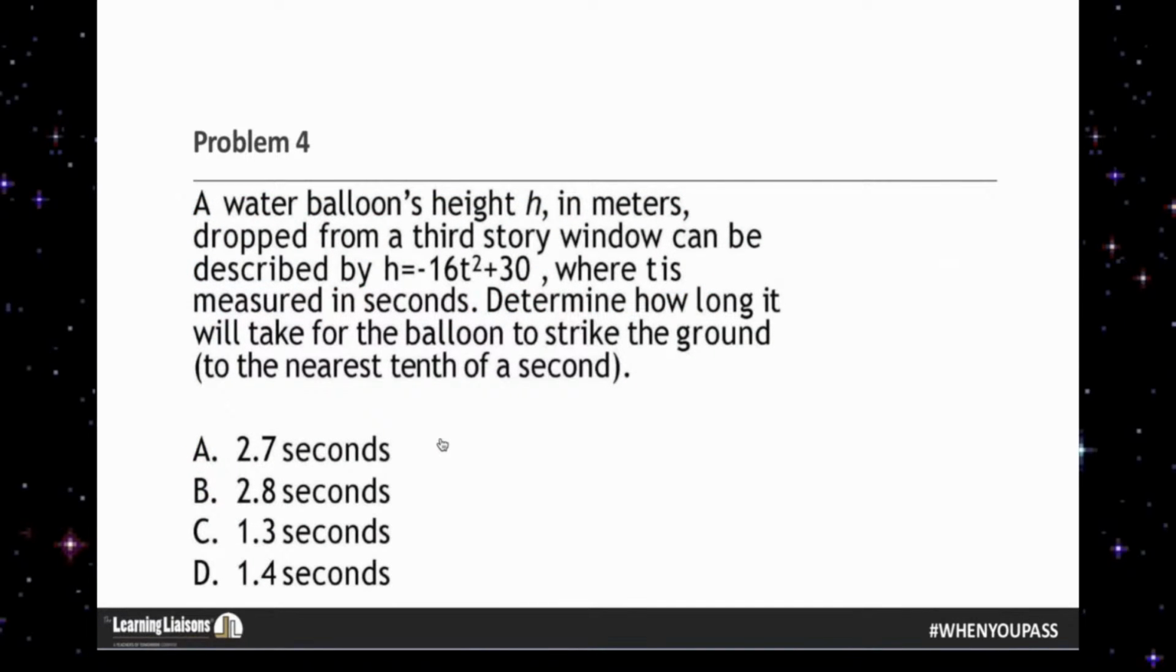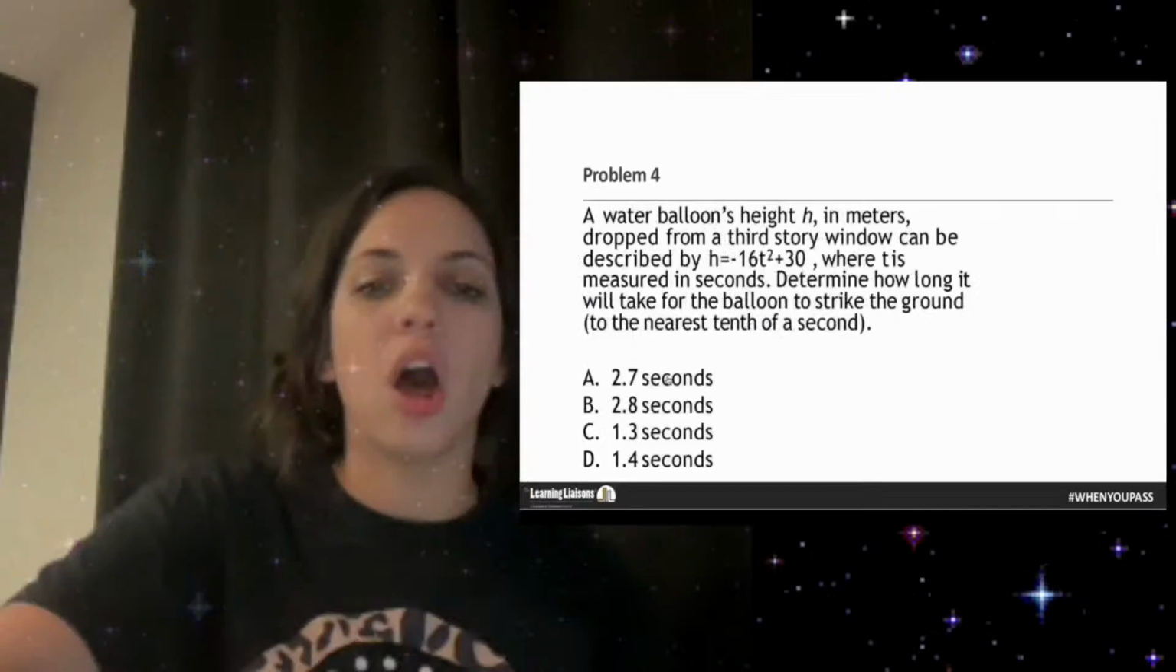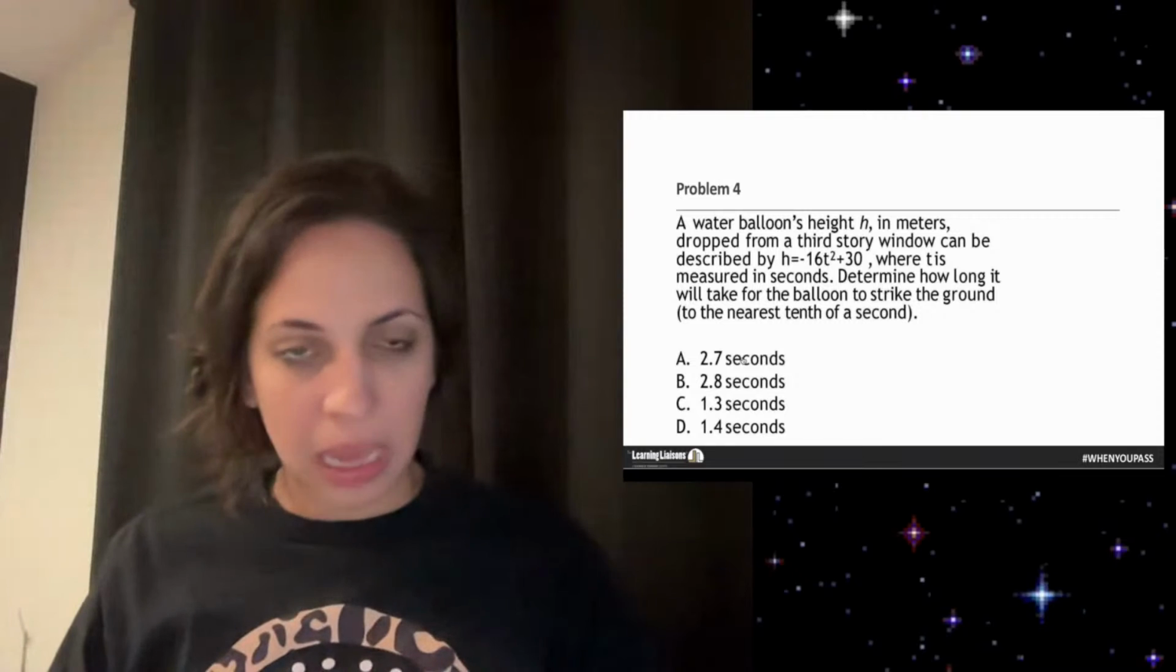A water balloon's height, h, in meters, dropped from a 3rd-story window, can be described by h equals negative 16t squared plus 30, where t is measured in seconds. Determine how long it will take for the balloon to strike the ground to the nearest 10th of a second. Now, y'all, please do not let a problem like this scare you.